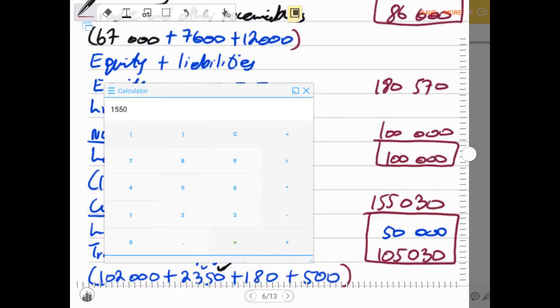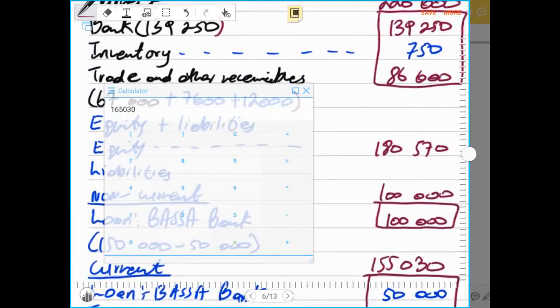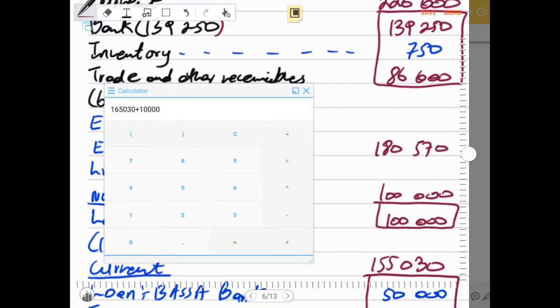Then you say 155,030 plus 100,000, that gives us 265,030. Then we add the equity, which is 180,570. Then this will give us the total of 430.